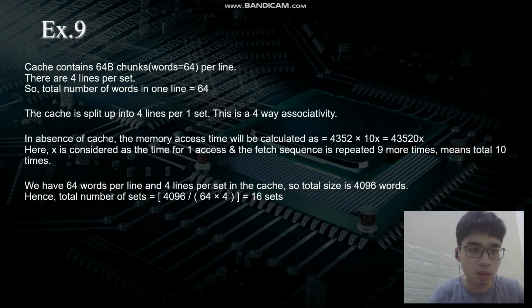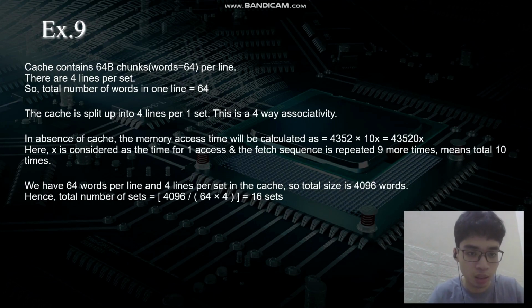Now move to exercise 9. The cache contains 64-byte chunks. Words equals 64 per line. There are 4 lines per set. So the total number of words in one line equals 64. The cache is split up into 4 lines per set. This is a 4-way associativity.